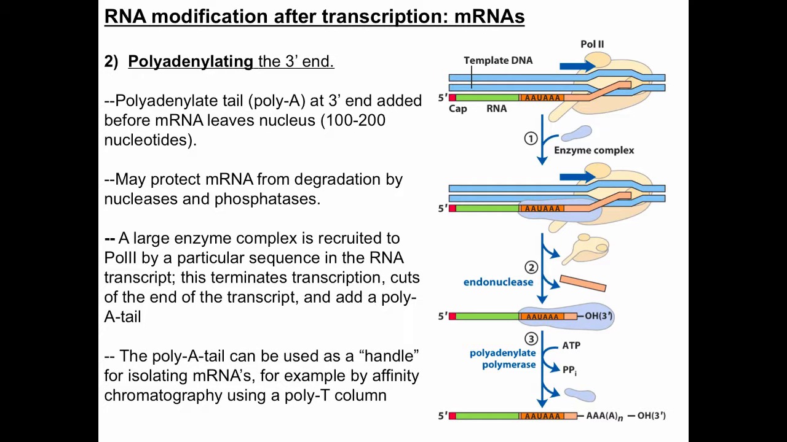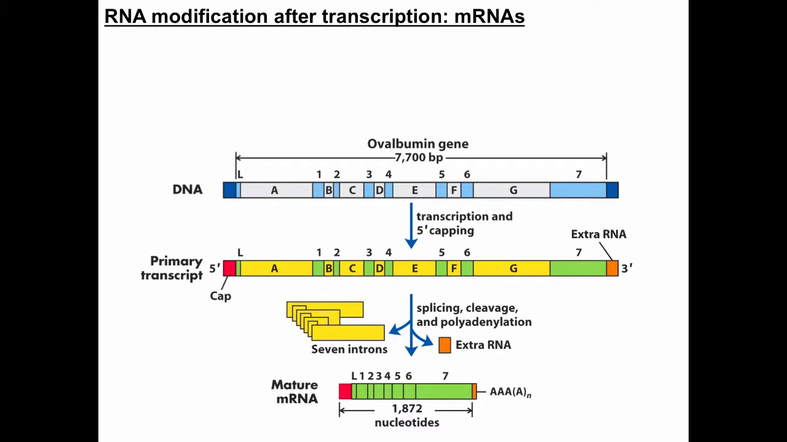Because all mRNAs have a poly-A tail, that tail can be used as a way of isolating mRNAs. For example, you can purify mRNA by running it on a column that is attached to a bunch of T's. So that's a mechanism for isolating mRNAs.